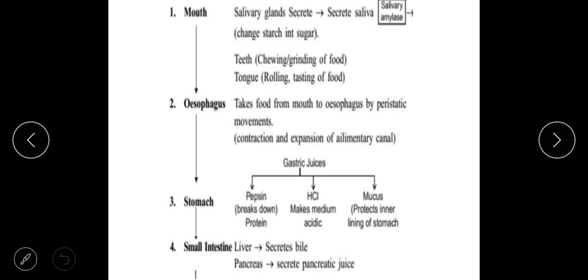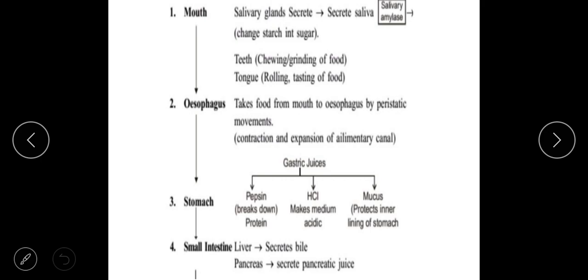They convert starch into sugar, and this sugar is known as maltose. Then the food enters the esophagus only by peristaltic movements. It just moves to the stomach.